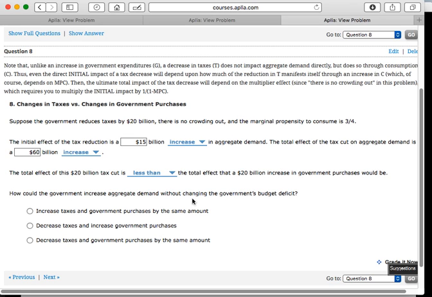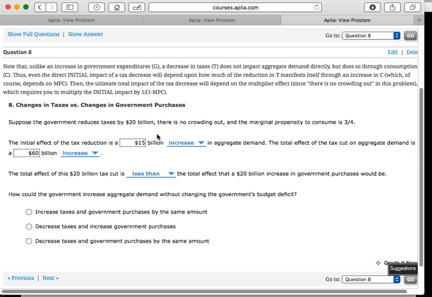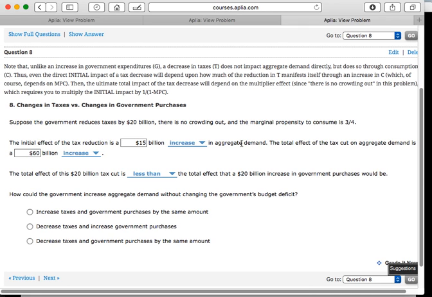So here's a question: how could the government increase aggregate demand without changing the government's budget deficit? Well, look, here we have it. If you reduce taxes by 20 billion and increase spending by 20 billion, you haven't changed the deficit, right? But the $20 billion increase in government spending we just saw would be an $80 billion increase in aggregate demand, whereas if you increase taxes by that amount, you would only reduce aggregate demand by 60 billion.